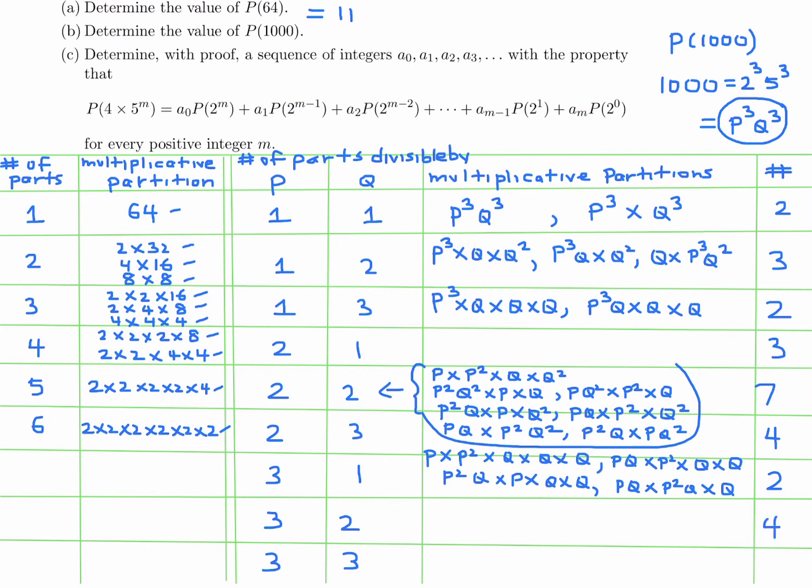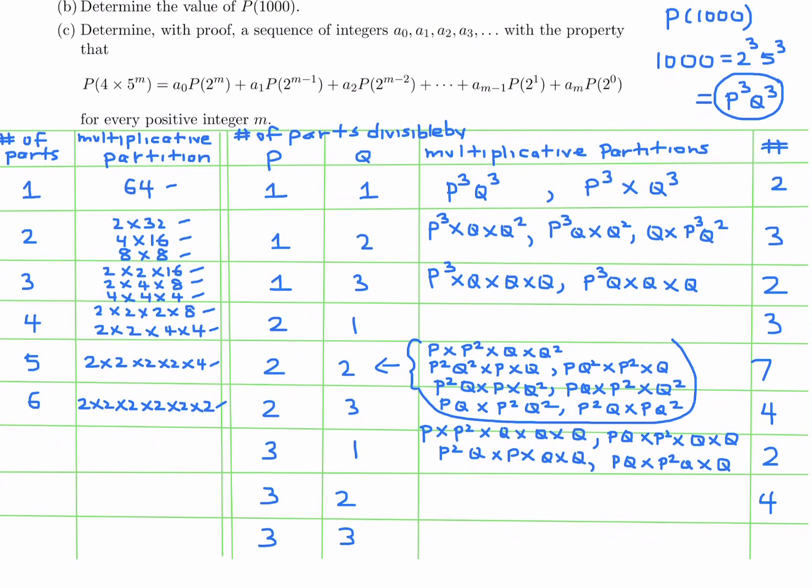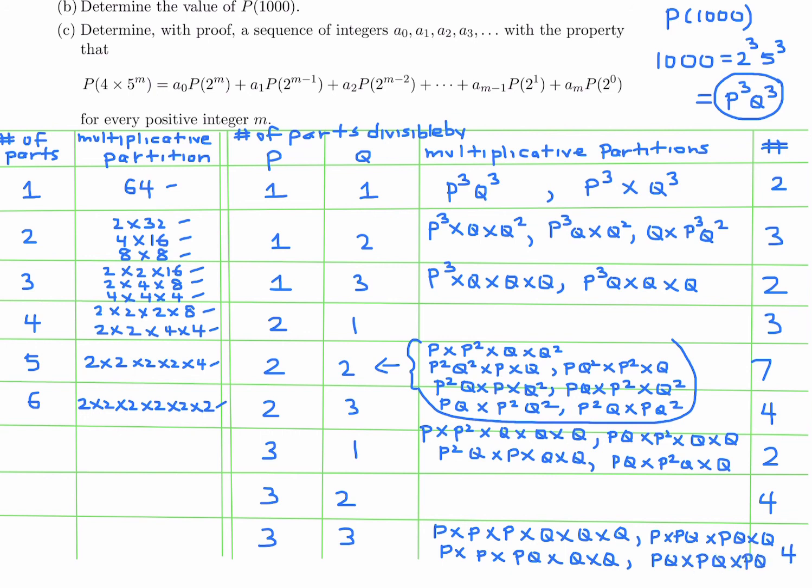And then the last one, which is down here, that's going to be, let's move this up a bit, p times p times p times q times q times q. That's one way. And then p times p times pq times q times q. And then p times pq times pq times q, and then finally pq times pq times pq. So this gives me 4.